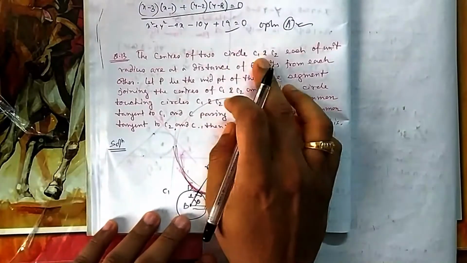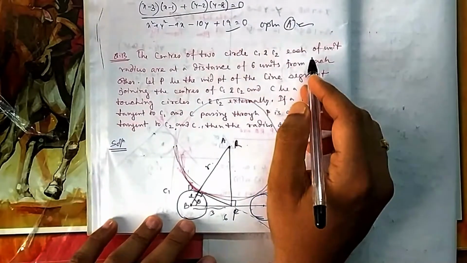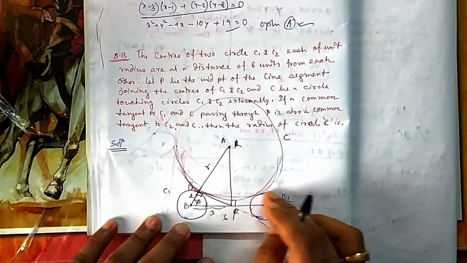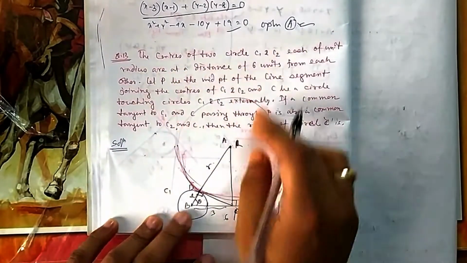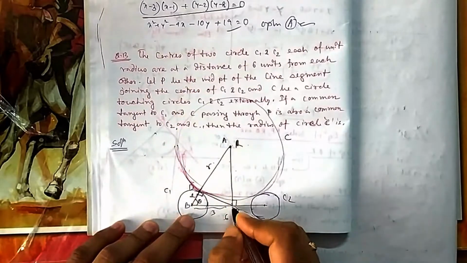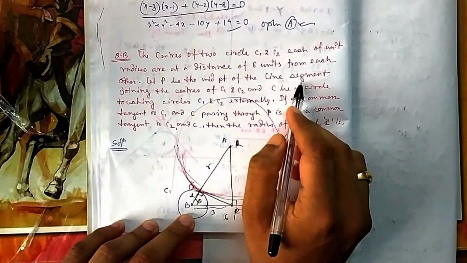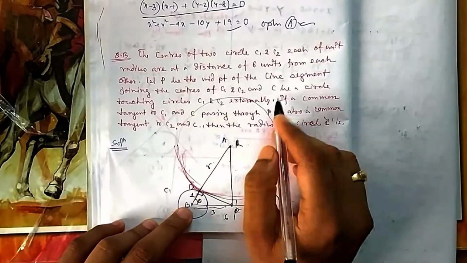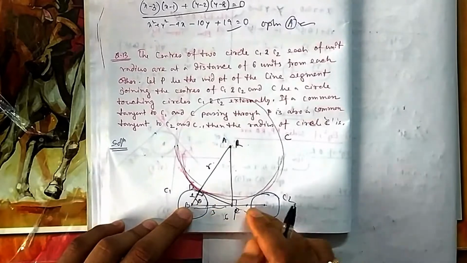The centers of two circles C1 and C2 of unit radius, so this is also one radius, this is also one radius, are at a distance of 6 units from each other. Let P be the midpoint of the line segment joining the centers C1 and C2, so these two lengths are equal, 3 and 3.